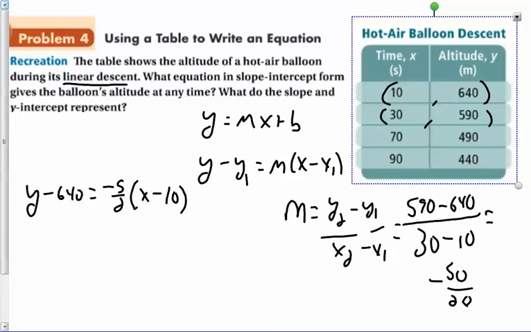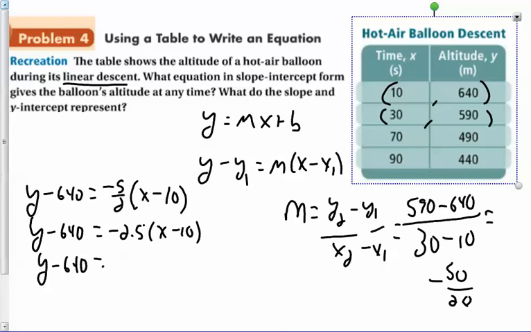All right, if I keep doing this, actually I'm going to polish this up. Since this is a real life example, I'm going to change that negative 5 over 2 to negative 2.5, which is my slope. That negative 2.5 means I'm losing 2.5 meters per second. Now if I distribute that negative 2.5 through, I get negative 2.5x plus 25. And then I add 640, I get y equals negative 2.5x plus 685. There's my y equals mx plus b.